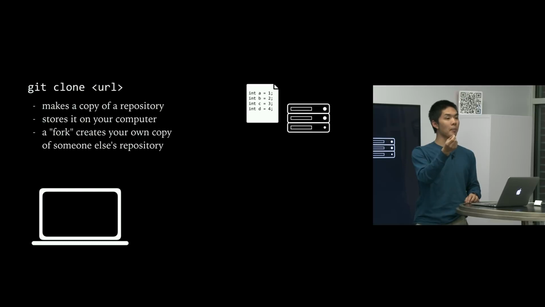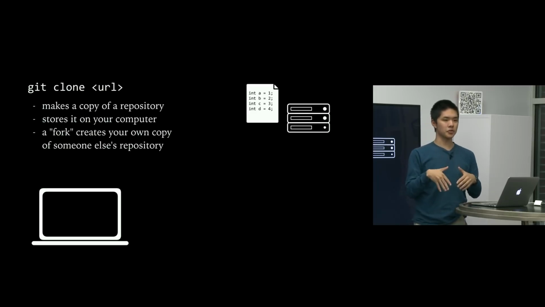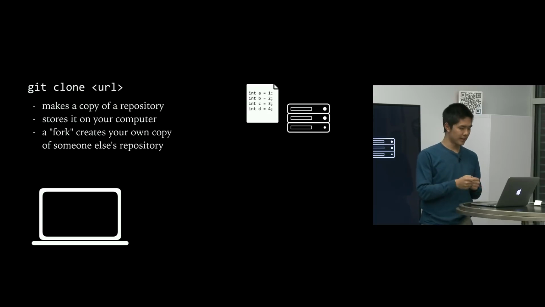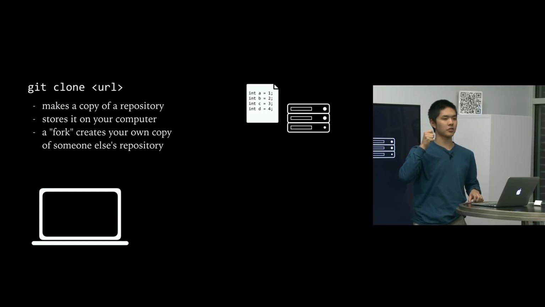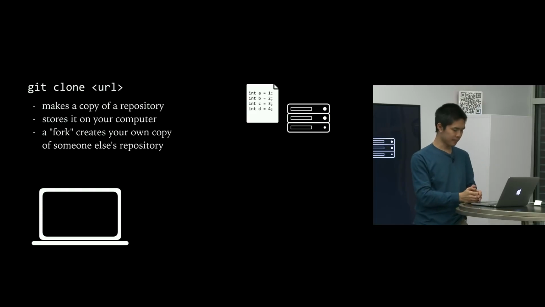It'll make a copy of that repository that lives somewhere on the internet, potentially on GitHub, but there are also other services that do similar things. And it will make a copy of that repository on your computer, so you can begin to make changes on your own computer. And as a side note, you can also create a fork of a repository, where if someone else owns a repository online somewhere, you can fork it, which just means you create your own copy of that repository that also lives online. But we'll get to that potentially later.